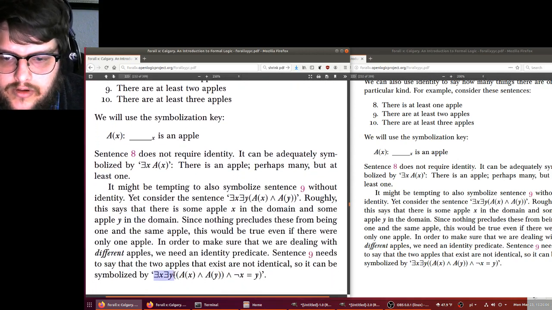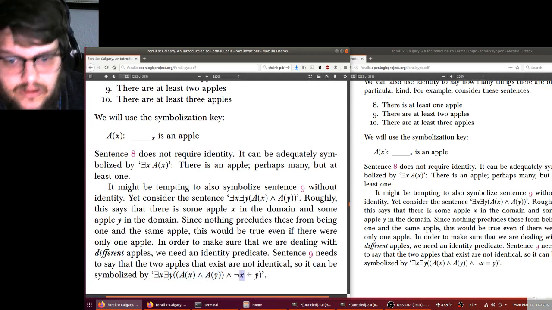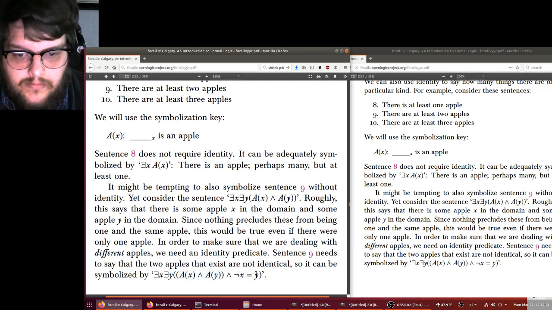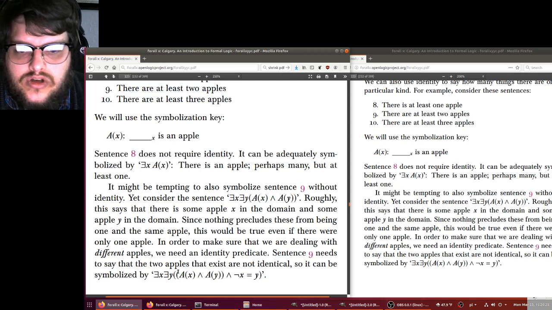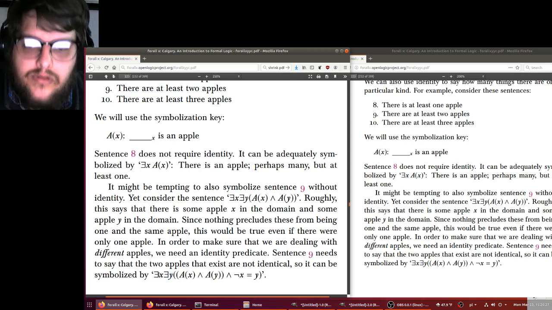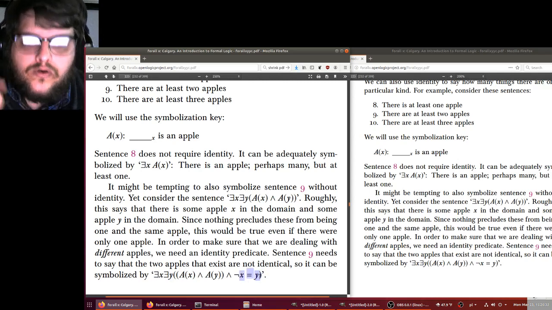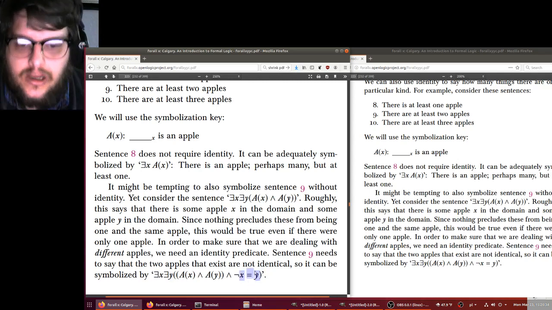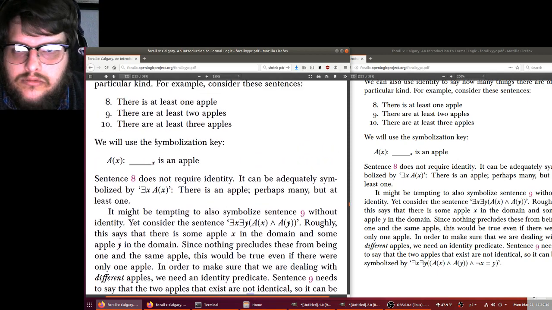And so we have there exists X, there exists Y, both are apples, and importantly, they're not the same. And you need that. Otherwise, you can't rule out the idea that there's actually just one apple and you're giving it 2 different names. So to say there's at least 2 doesn't just mean you have 2 names that are apples, but rather that you have 2 names that are apples that refer to non-identical objects. Okay.